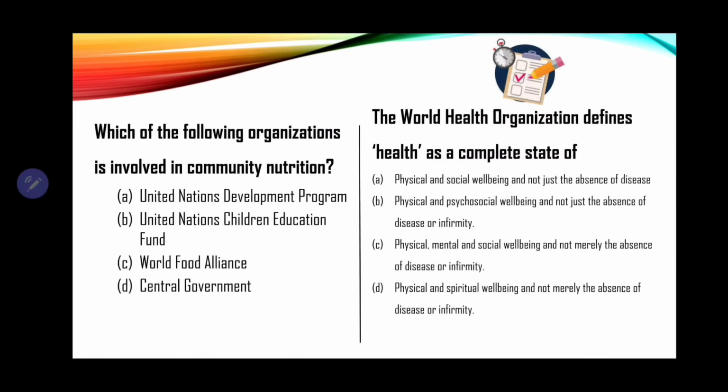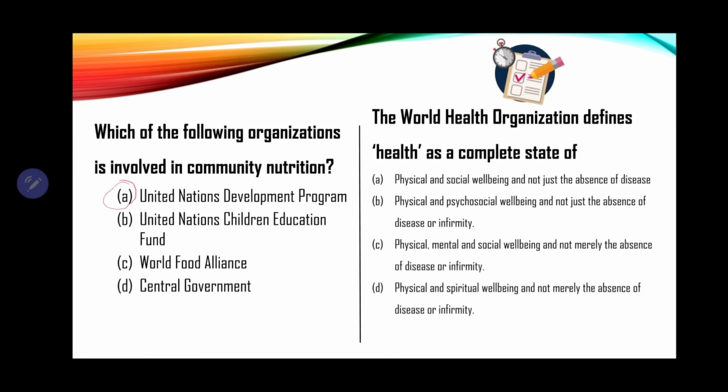So the options here are A, United Nations Development Program, B. United Nations Children Education Fund, C. World Food Alliance, and D. Central Government. Now, the correct answer here is A, which is United Nations Development Programs, right? We also have UNICEF, which is United Nations Children Fund. So B is a distractor there. Good. So the correct answer for this one is A.